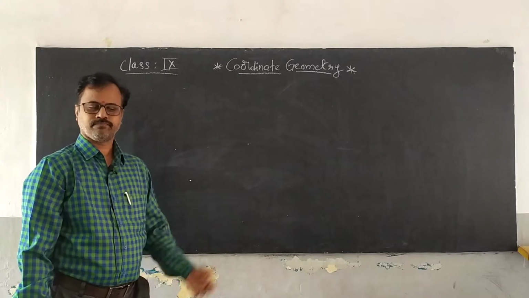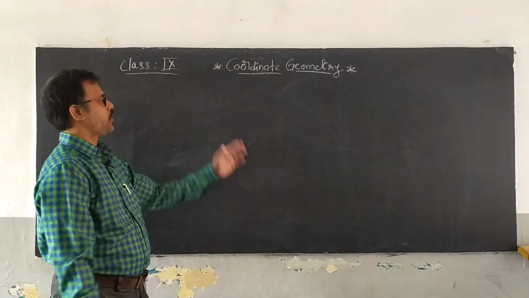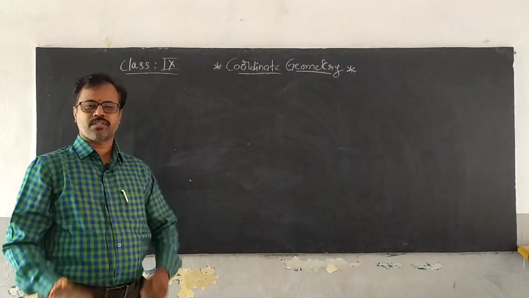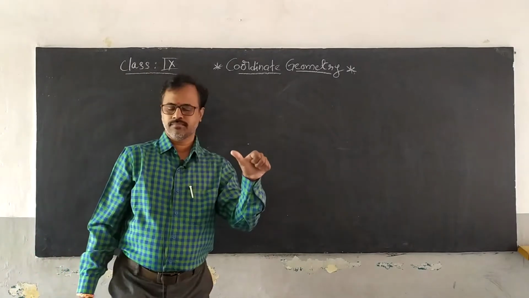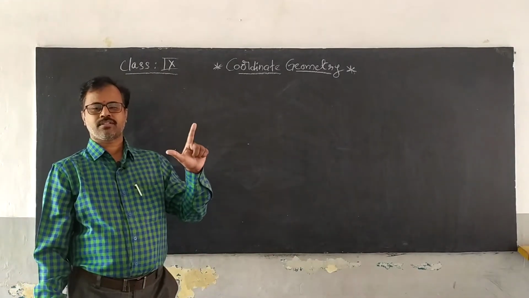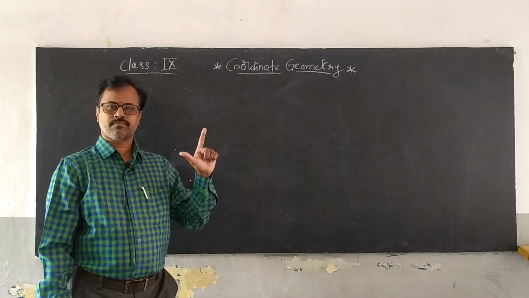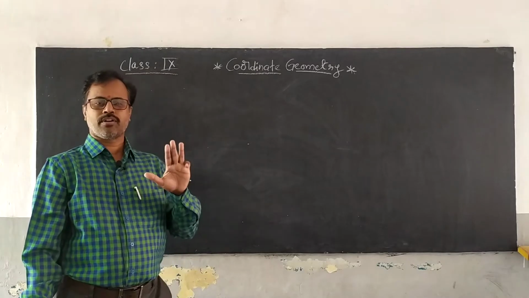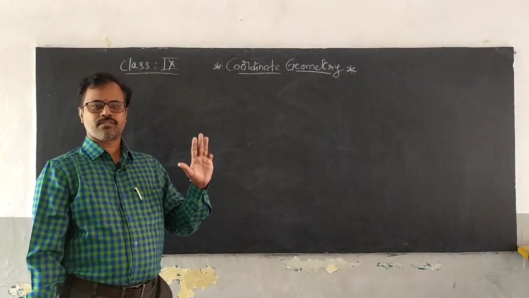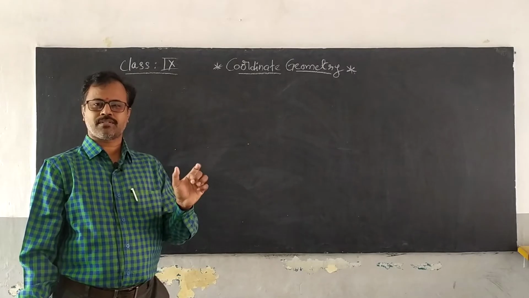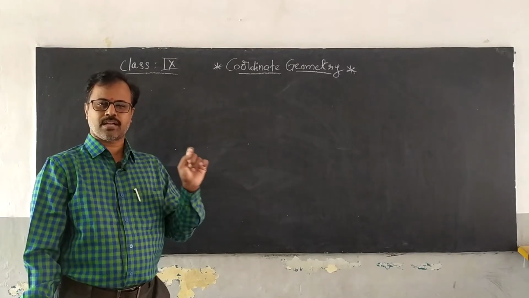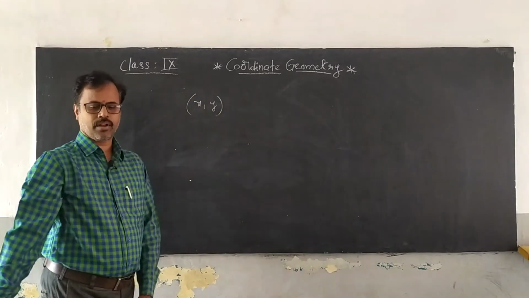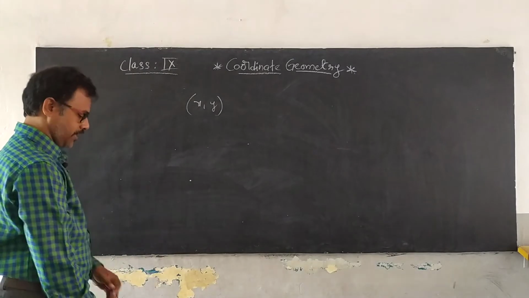The next class and next video are based on coordinate geometry. Let's make a small revision. Father of coordinate geometry, Rene Descartes. Coordinate geometry's other names: analytical geometry, Cartesian geometry. What is meant by ordered pair? A pair of real numbers x comma y, written in the form of x comma y, is called an ordered pair.